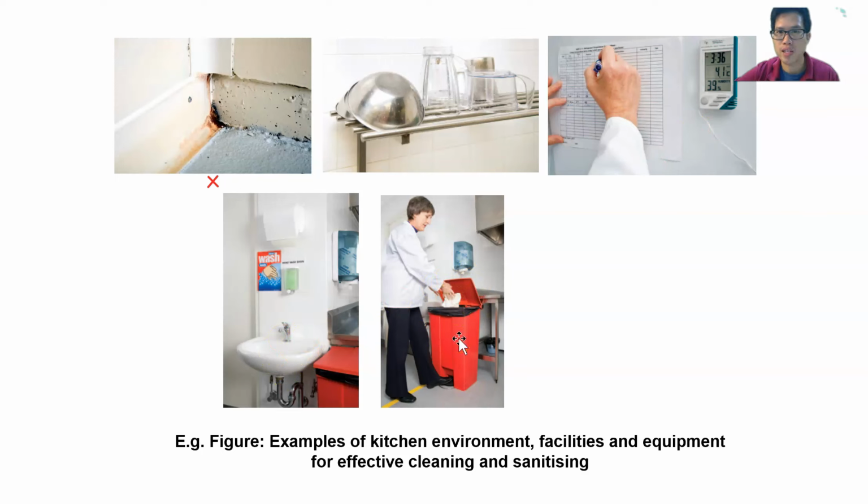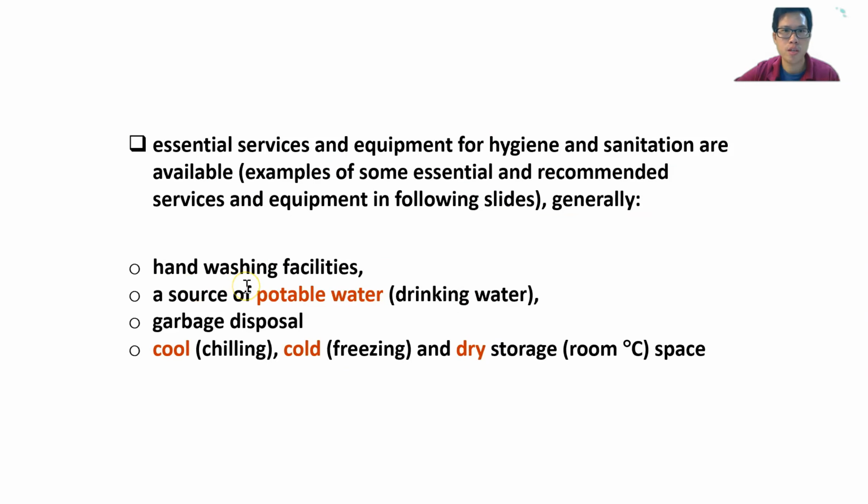Have proper temperature storage, hand washing, and also the rubbish bin. I can see that in some areas, some restaurants have this, but they do not have the dispenser. What's the point? Or they do not have a rubbish bin. What's the point? You need to have proper equipment in your kitchens. The design is very, very important.